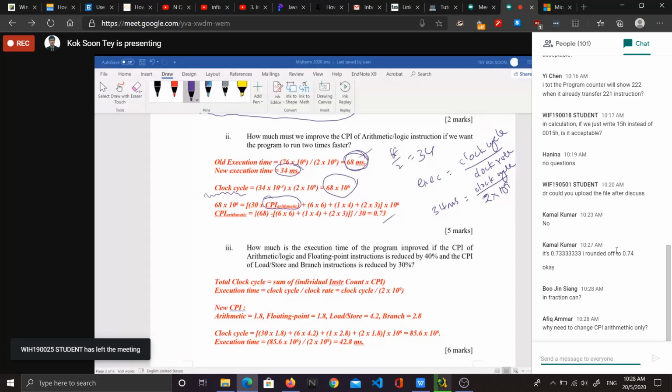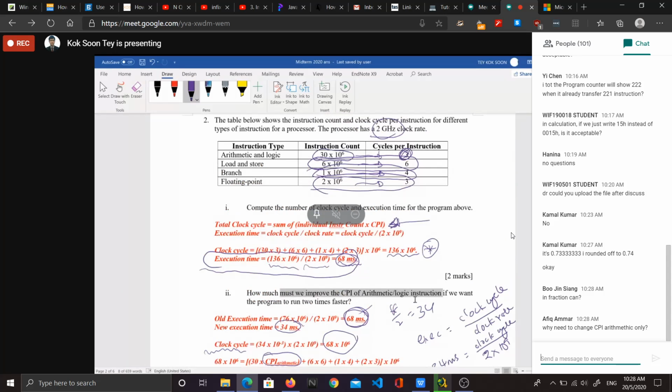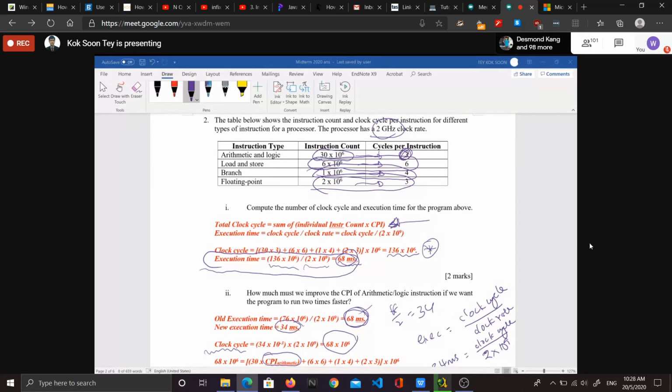In fraction also can. No problem. Because the question is asking how much must we improve the CPI of arithmetic logic? So they just want to improve the arithmetic logic only. Okay, so that's why we only change the arithmetic CPI only.